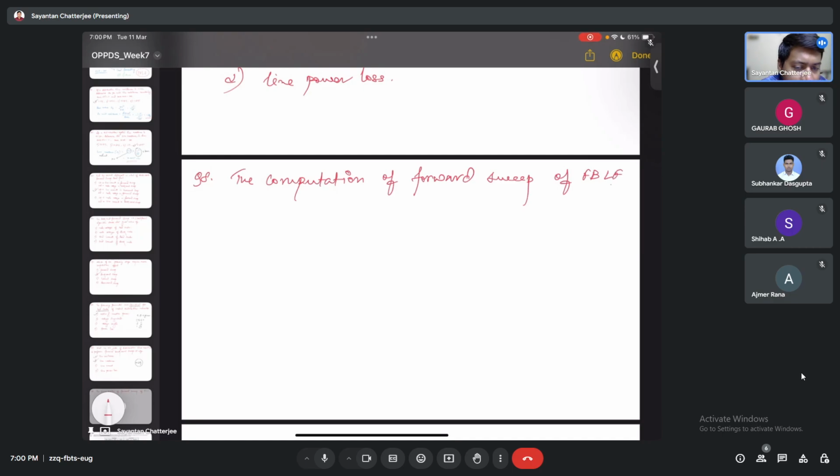I'm writing FBSLF, forward backward sweep load flow. I think it is clear, right, if I use this acronym? Yes.